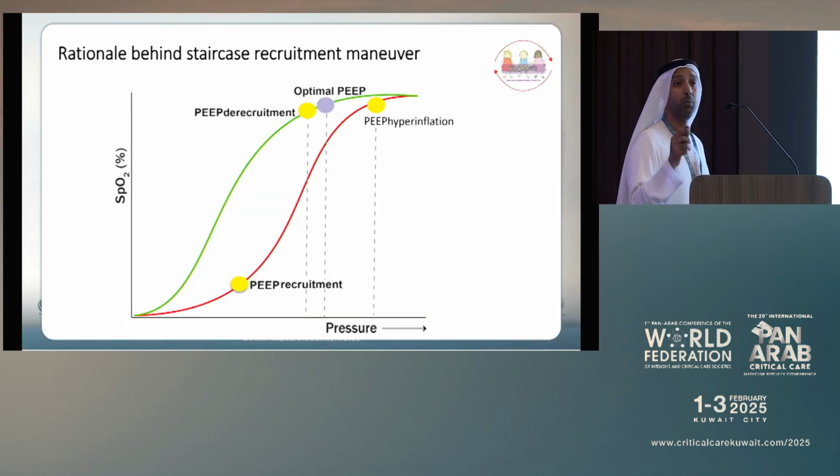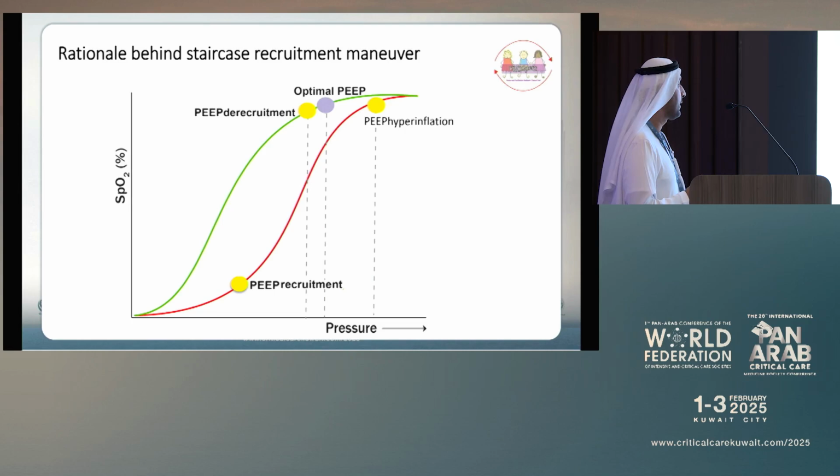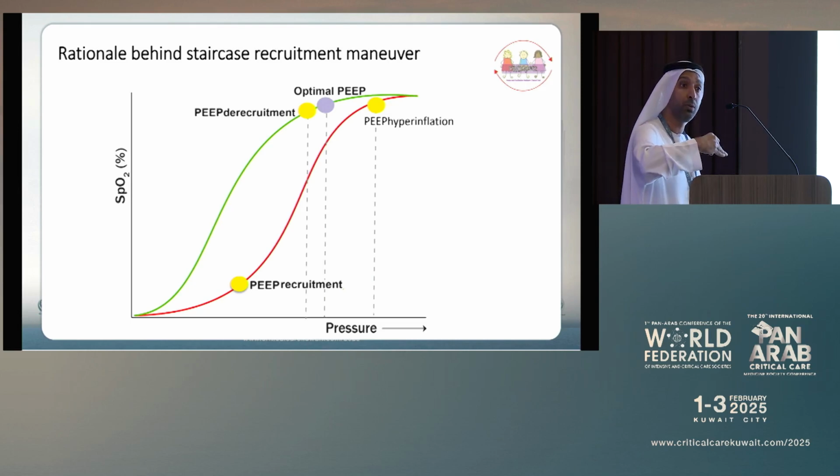So the rationale we use in PROSPECT is staircase inflation. By using the saturation, which infers the end-expiratory lung volume, we identify the PEEP of recruitment, the onset of lung recruitment, and the PEEP of hyperinflation, the onset of hyperinflation. On the deflation limb, we can also identify the point when the lungs start to de-recruit, and we can identify the safe zone, which is the optimal PEEP.